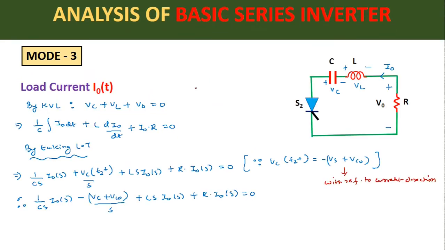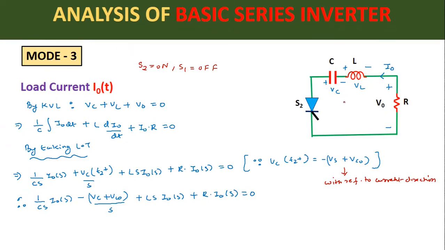In the mode number 3 operation, S2 goes into the on condition and S1 will be commutated, that is, it will act as an open circuit because it is in the off condition. So this is the final circuit diagram in the mode 3 operation. Only the S2 thyristor will be working, and the current flowing in this circuit will be due to the stored voltage across the capacitor.